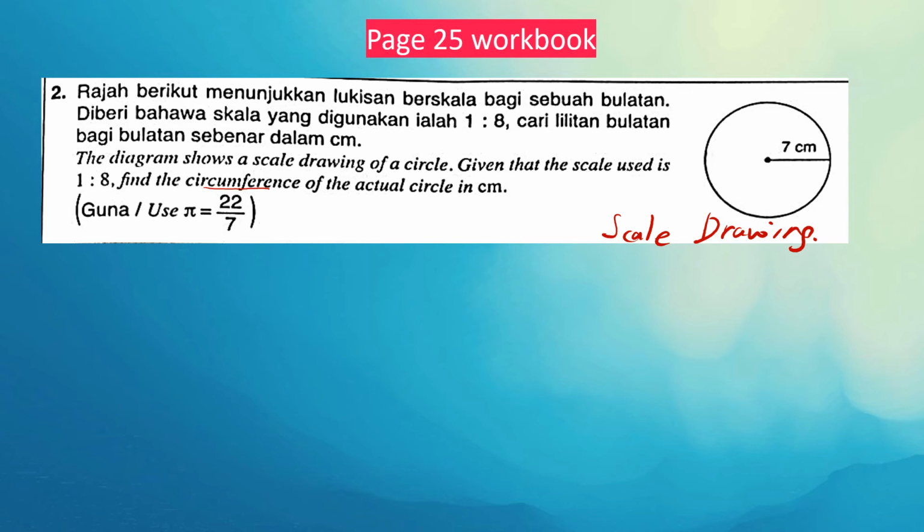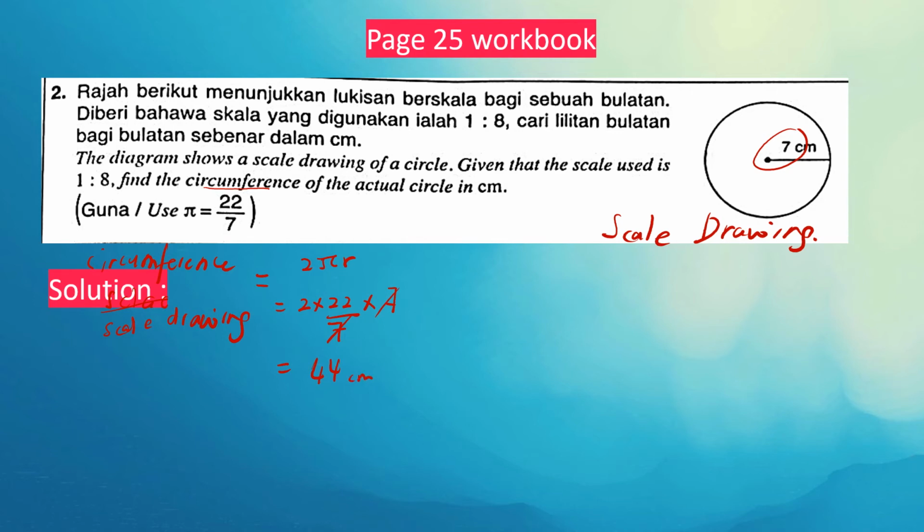So we find the circumference first. This is the circumference for the scale drawing, not the actual one yet. The formula is 2 pi r, where 2 times pi times the radius. The radius in the scale drawing is 7, so you will get 44 cm. So this is the circumference of the scale drawing.